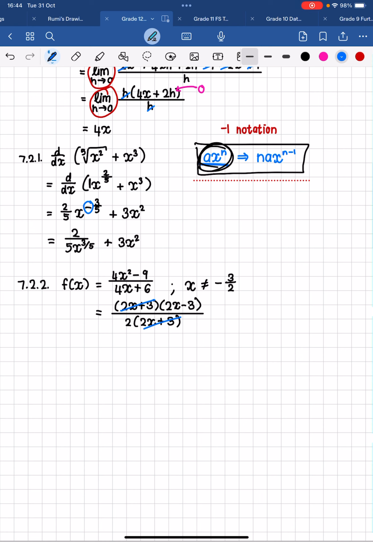3 over 2. Tomorrow's lesson will be at 4 again.